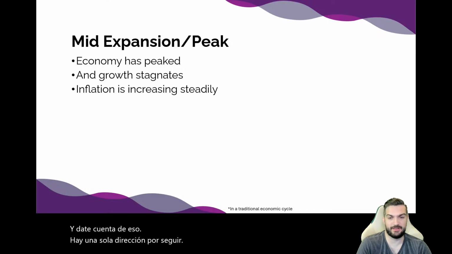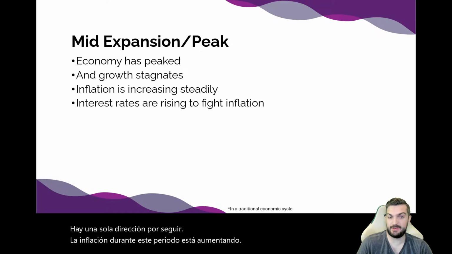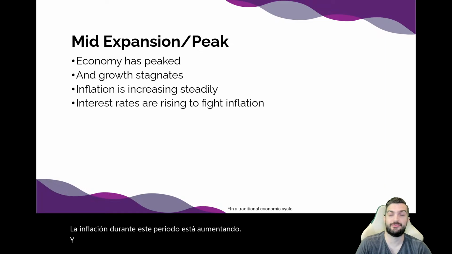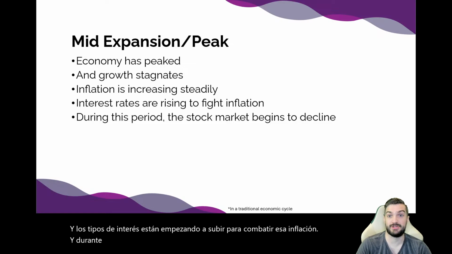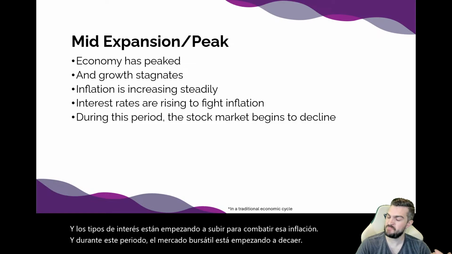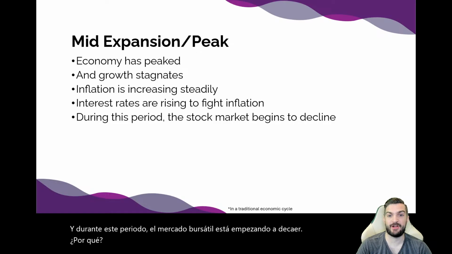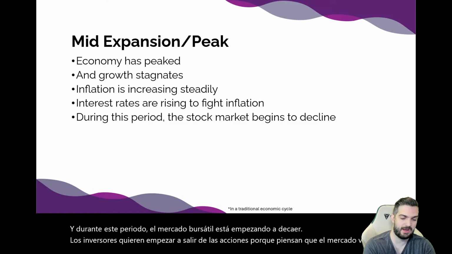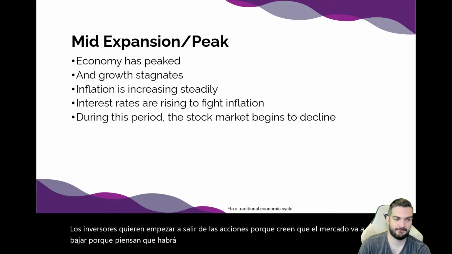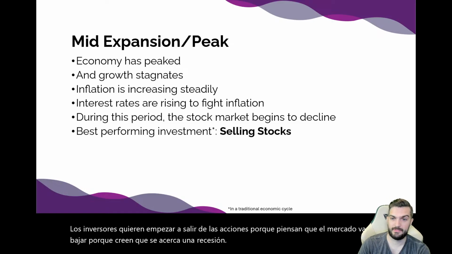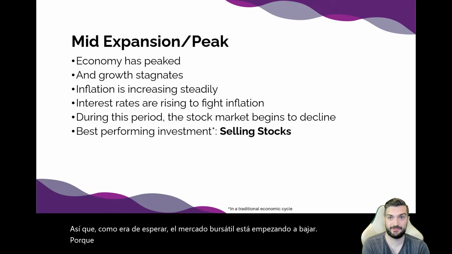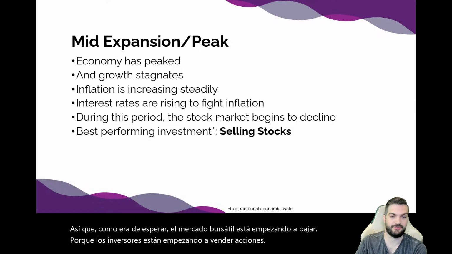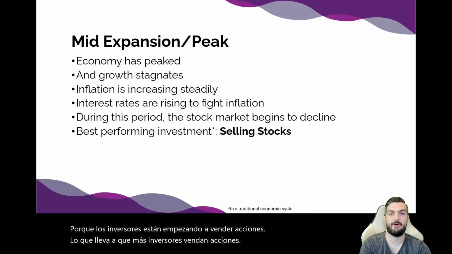Inflation during this period is increasing, and interest rates are starting to rise to fight that inflation. And during this period, the stock market is beginning to decline. Why? Investors want to start getting out of stocks because they think the market is going to go down, because they think a recession is coming up. So, unsurprisingly, the stock market begins to go down because investors are starting to sell stocks, which leads to more investors selling stocks, and that's how a bear market begins.